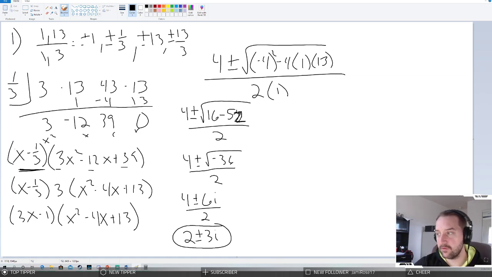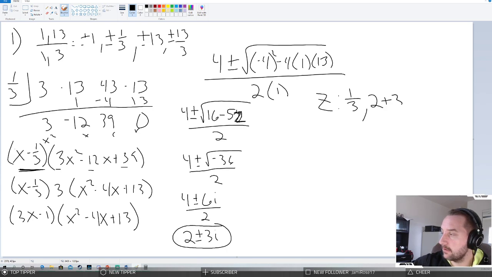So that's everything broken down. So now I just need to go through it and answer the questions. So the first says, what are my zeros? 1/3, and then 2 plus 3i and 2 minus 3i.